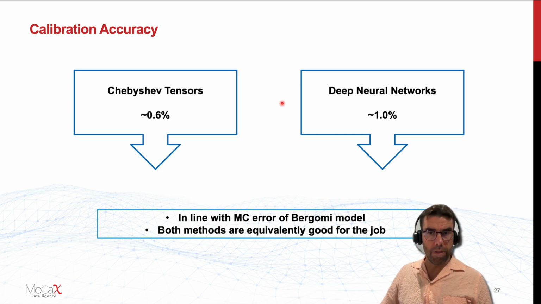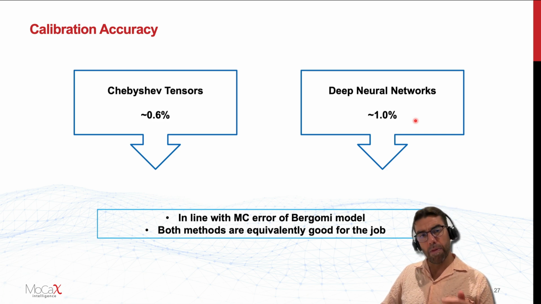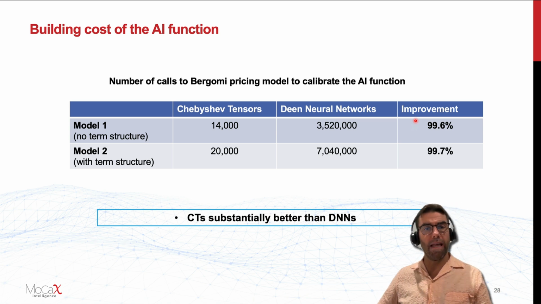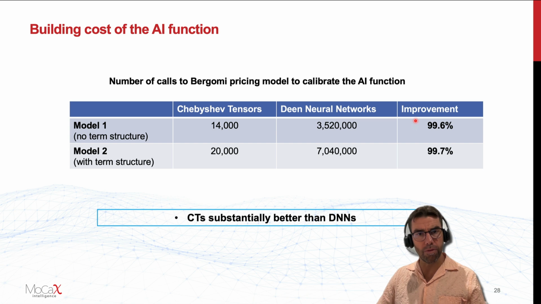First of all, in terms of accuracy, we found an accuracy of approximately 0.6%. The reported accuracy in these papers that I told you about was around 1%. So maybe Chebyshev tensor is slightly better, but quite frankly, in line with DNNs, not much difference. It is in line with the error of the Monte Carlo simulation. So in that sense, both methods, I would say, are equivalently good. Now, the next thing that we want to explore was the building cost of the AI function, the effort that you have to do in order to calibrate the AI function.